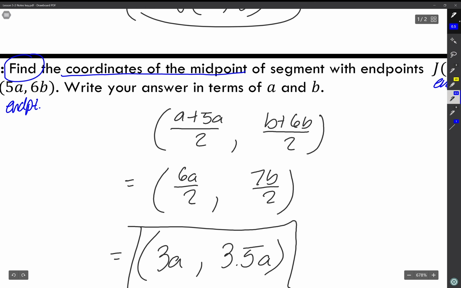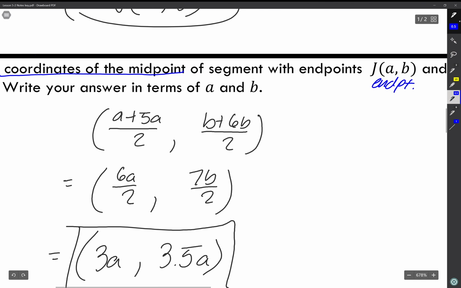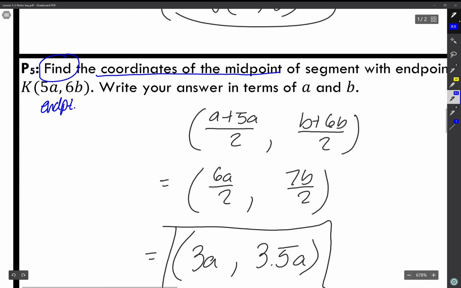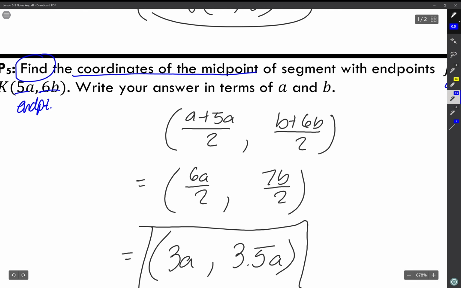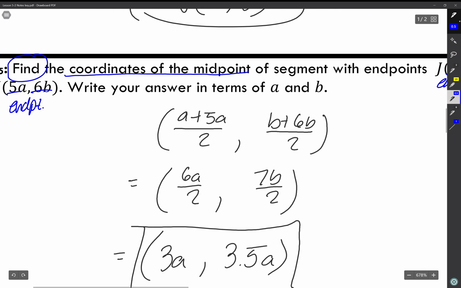We're just going to plug into the midpoint formula and solve it as far as we can, because it says it wants us to write our answer in terms of A and B, meaning we're not trying to solve for A and B here, we're just trying to write it. Your answer will have A and B in the answer. Alright, so let's plug into our formula. Our x coordinates are A and 5A, so A plus 5A over 2. Our y coordinates are B and 6B, so B plus 6B over 2.